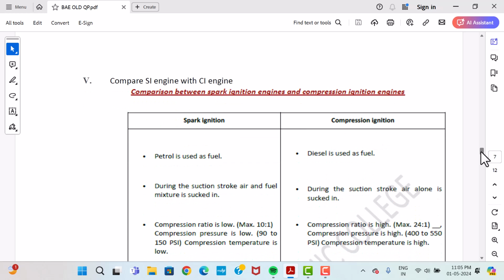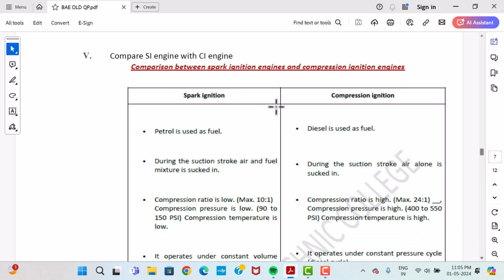SI engine means spark ignition engine and CI engine means compression ignition engine. In other words, SI engine is also called petrol engine, CI engine is also called diesel engine. The first one is spark ignition. In the case of spark ignition engine, we are using petrol. In the case of CI engine, we are using diesel as a fuel.